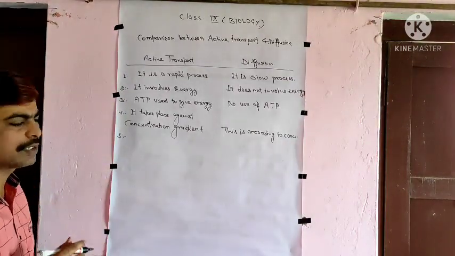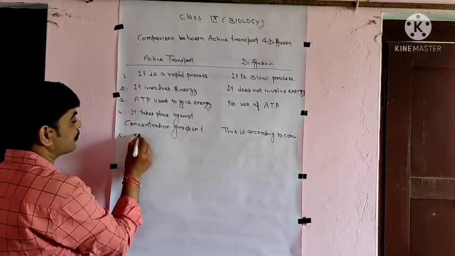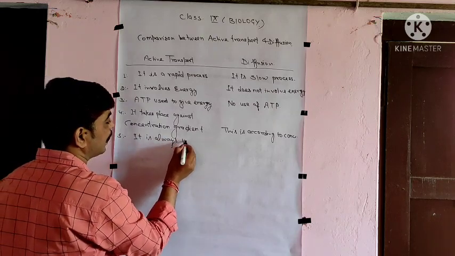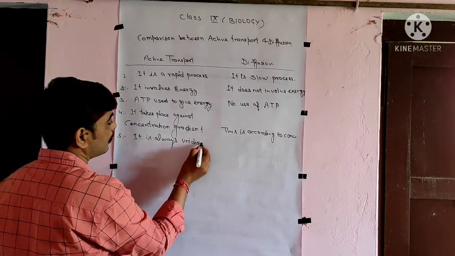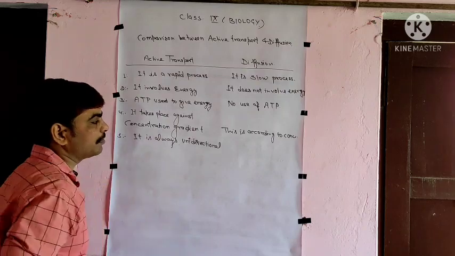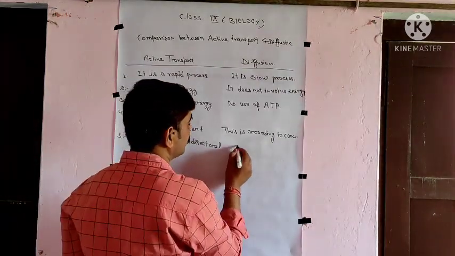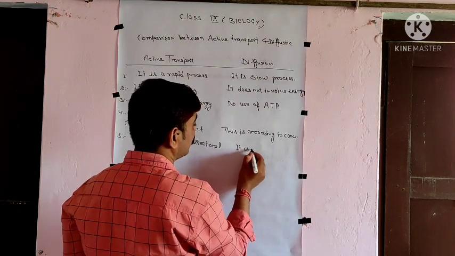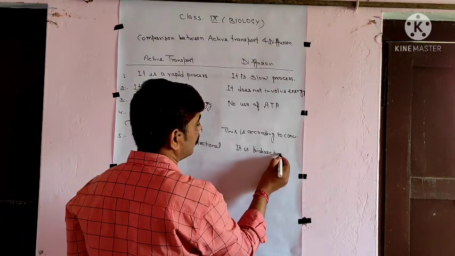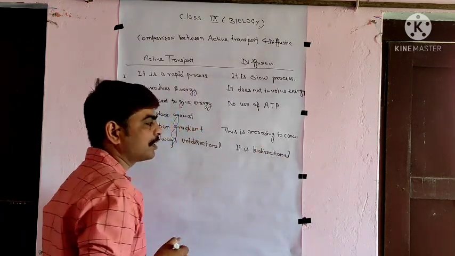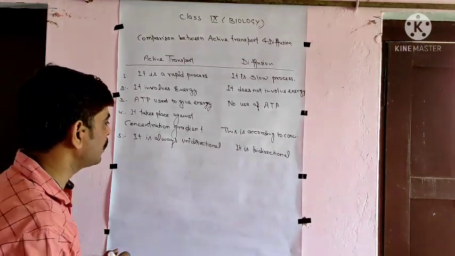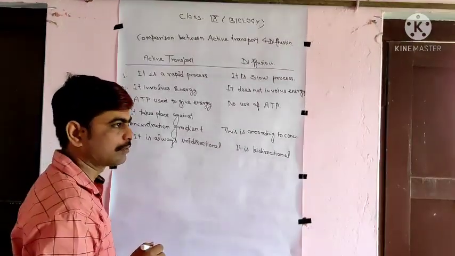Now the fifth point. Against the concentration gradient means it is always unidirectional. But in diffusion the concentration can be disturbed, so it is bidirectional. Bi means whichever side has the higher concentration, from that region it transports to the lower concentration area. But here, only low to high.